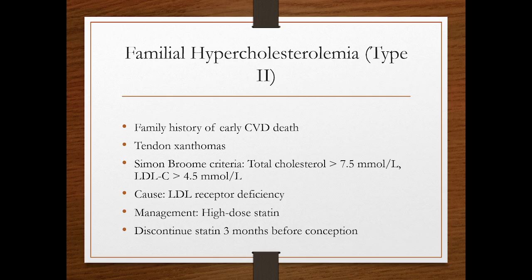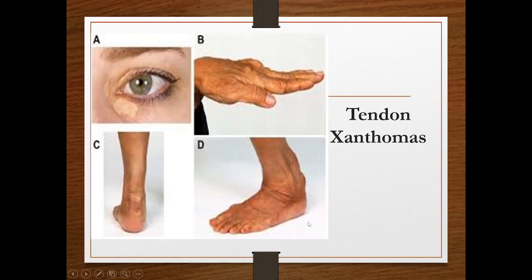So, how will we manage this case? As this is increased cholesterol, for increased cholesterol, we always use statin. And for increased TG, we use fibrates. And when you are using statin, it should be discontinued 3 months before conception.